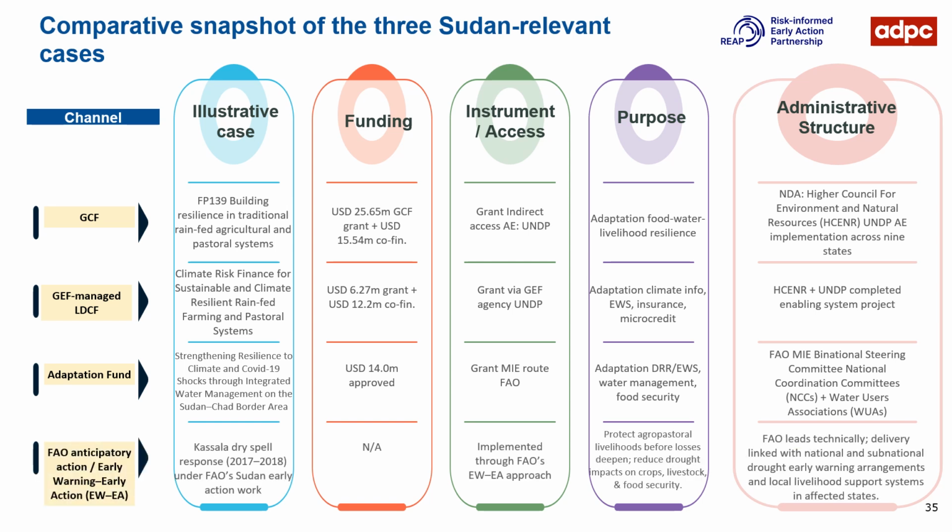The FAO Early Action example in Kassala shows how anticipatory action can protect agro-pastoral livelihoods before dry spell impacts deepen. The key lesson is that climate finance can support different layers of resilience: long-term adaptation, climate information, livelihood protection, risk reduction, and early action. A coherent climate finance strategy should connect these layers rather than treat them as separate projects.